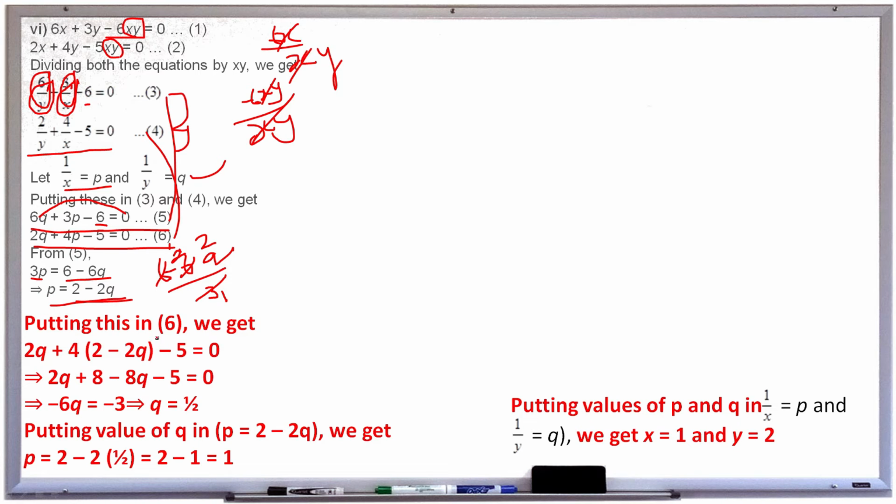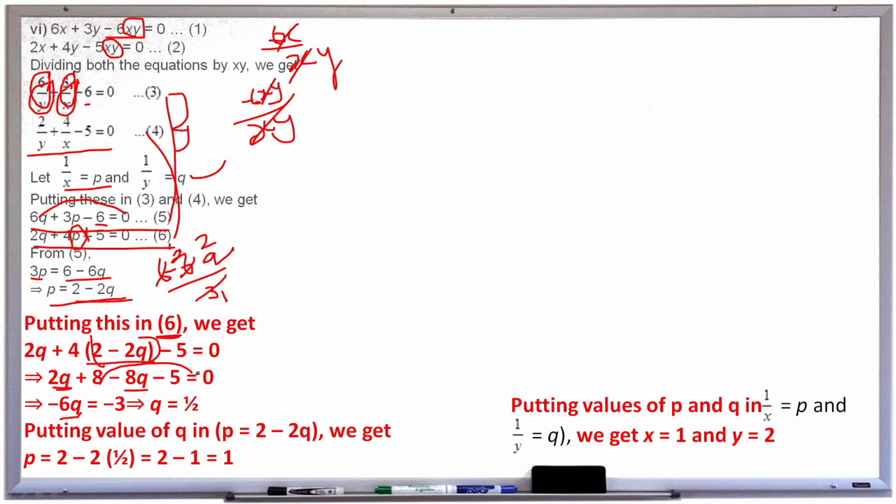Put this p in equation number 6. Now instead of p in the equation, you put 2 minus 2q. So the equation will become 2q plus 4 into, this is actually p, open the bracket, 4 2s are 8, 4 2s are 8q minus q. Like terms 2q and 8q, different sign. If it is a different sign you have to subtract and put the greater value sign. So 8 minus 2 is 6, sign of the greater number, so minus 6q is equal to 8.